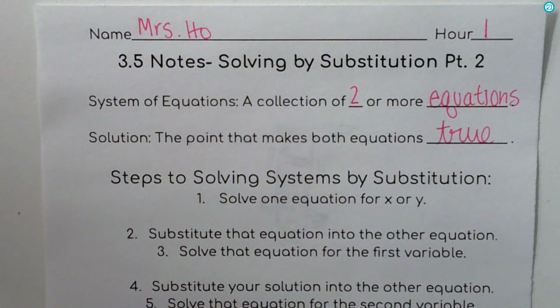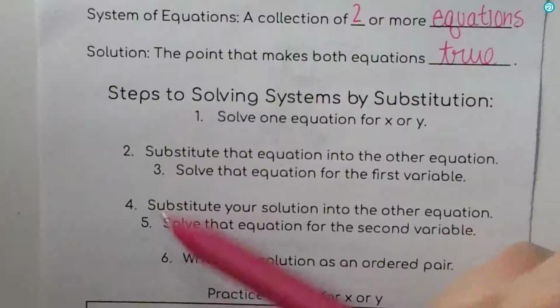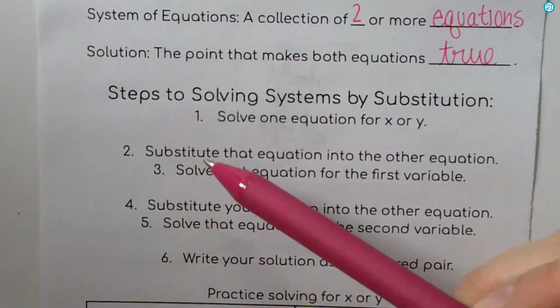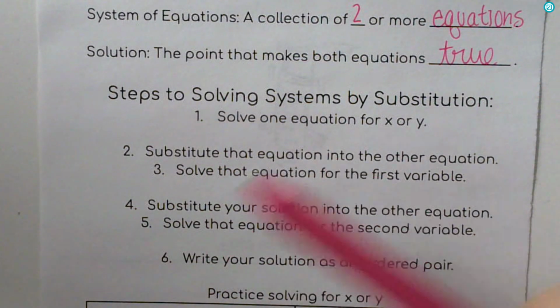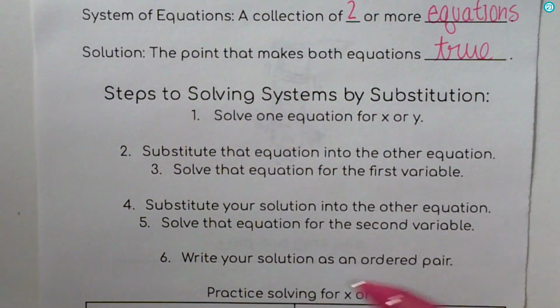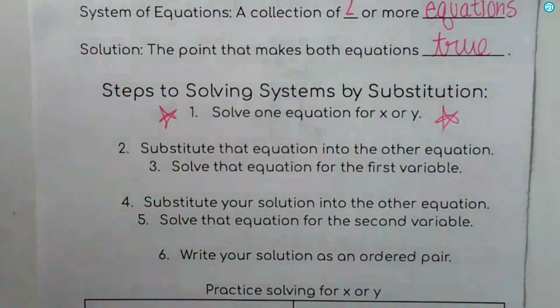So we today are doing the exact same steps 2 through 6 that we did on Friday, where we take an equation, we plug it into the other one, solve for one variable, plug that in to solve for our other variable, and write our solution as an ordered pair. What is new for today is that we are going to have to solve one of our equations for either x or y before we are able to plug it in. So we'll have to solve for either x or y.